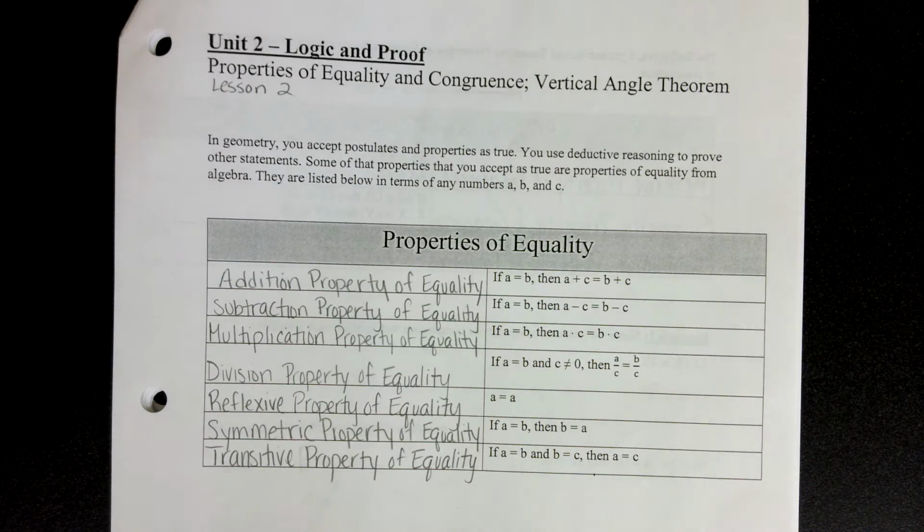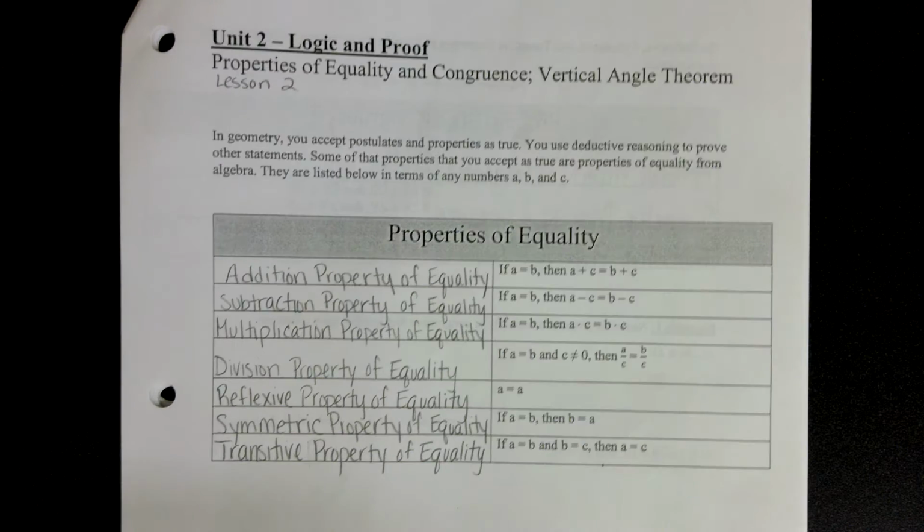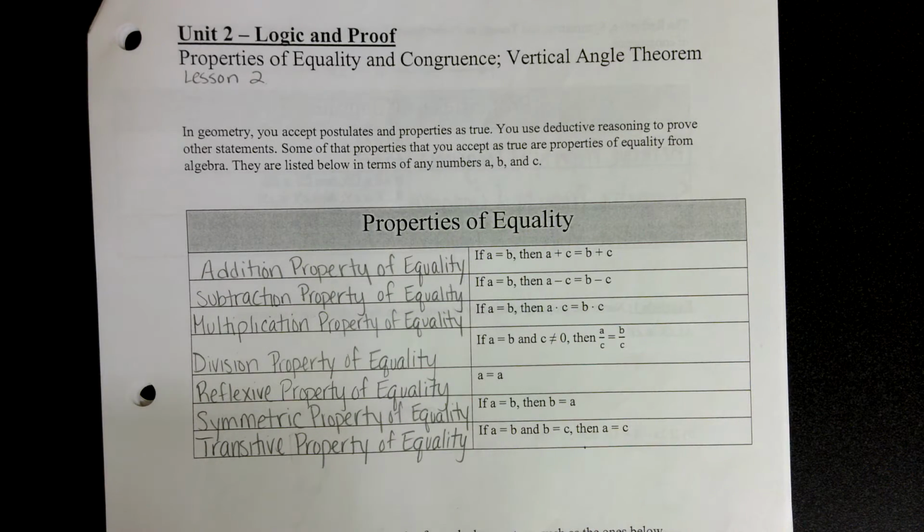Hi everyone, so today we're doing Unit 2, Lesson 2. It's the properties of equality and congruence and the vertical angle theorem. So to start, we're going to list the properties. It says in geometry you accept postulates and properties as true. You can use deductive reasoning to prove other statements.